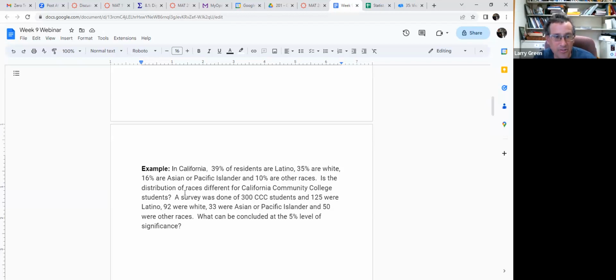Okay, is the distribution of races different in California community college students? Because what we would like, let's say you're the chancellor on the board of the California community college system, you want to be representative of the state, right? So we hope that in the California community colleges, it would be nice if we had 39% Latinos, 35% white, 16% Asian Pacific Islanders, and 10% from other races. Wouldn't that be a good thing? Then we know that there's no discrimination. We're just right on track. So that's what we hope for.